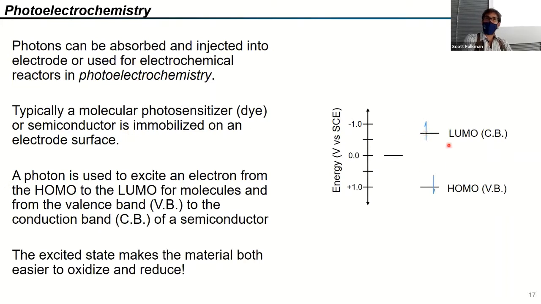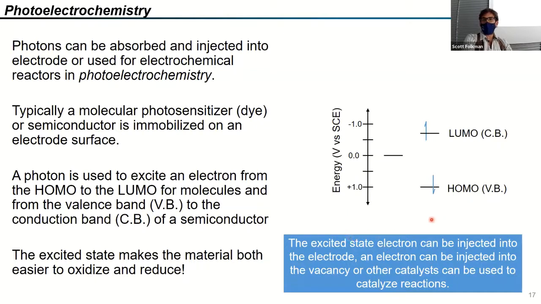Now, in this excited state, it's kind of interesting because this excited state makes the molecule or semiconductor both easier to oxidize and easier to reduce. It's easier to oxidize, that's a little bit easier to see because you now have this electron that's higher in energy that can easily transfer to an electrode. Being easier to reduce is perhaps a little bit tricky because the electron, instead of going into the LUMO, will actually go into the HOMO, which is a lower energy state. Kind of interesting.